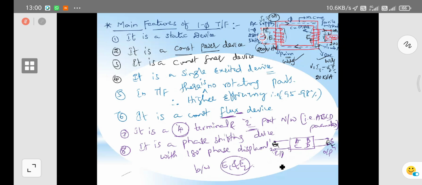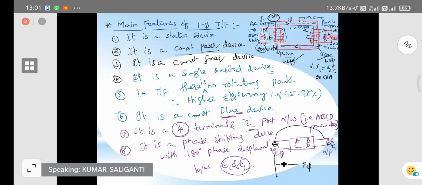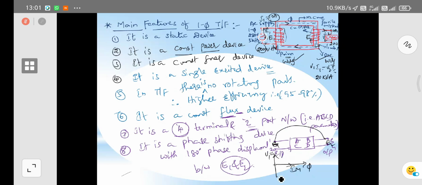Suppose if you take this, what about here? When you are discussing the phasor diagram, we take flux as a reference here. So this is V1, and along with flux, that is the magnetizing current here. So here V1 is always equal to minus E1. So here E1, and what about here? Here E2. This is E2.